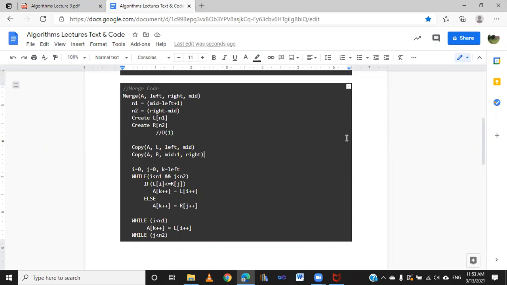This work should be done in linear time. So together, when I write two calls, it means together they are like O of n, where n is basically right minus left plus 1, the total size of that section of A in which merging is happening.